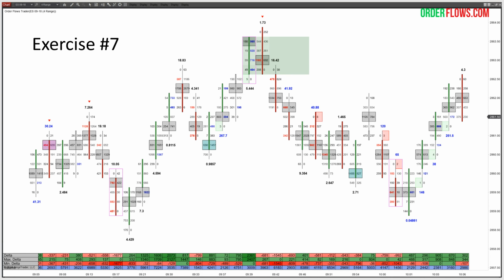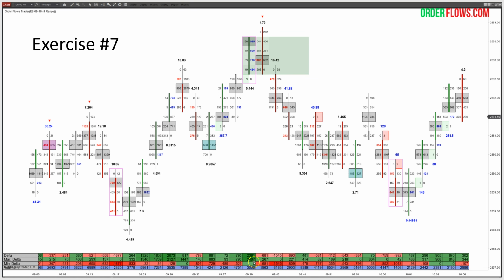Okay, so exercise number 7, just take a look at the chart, and then we'll go from there. Okay, so this is delta flip. Hopefully you can see it here.